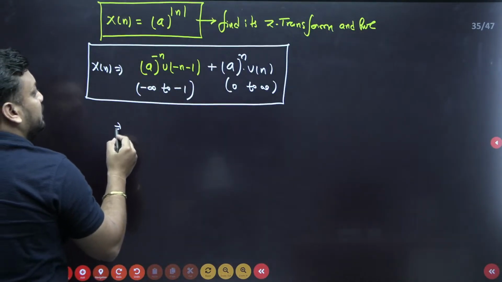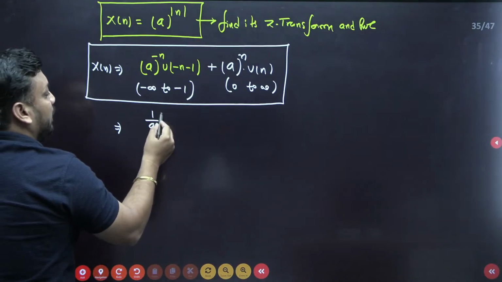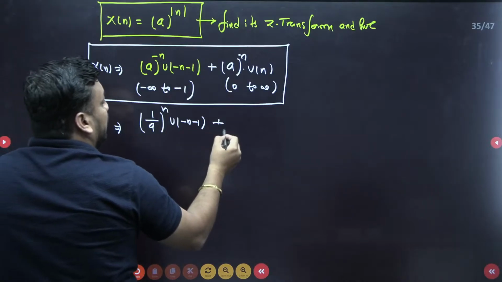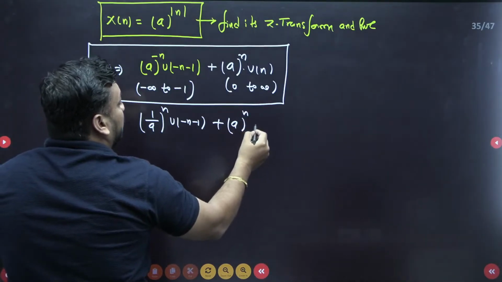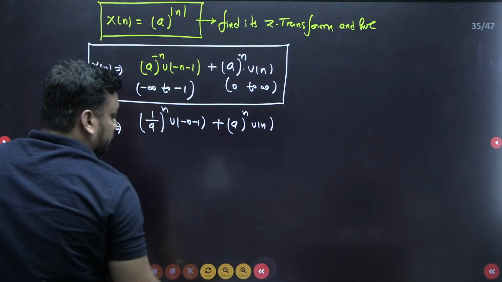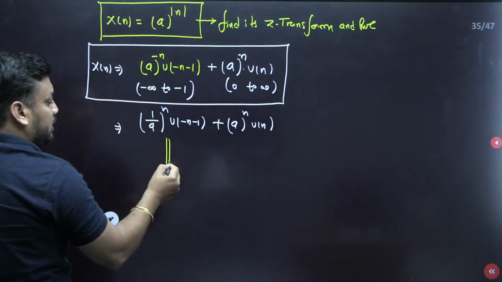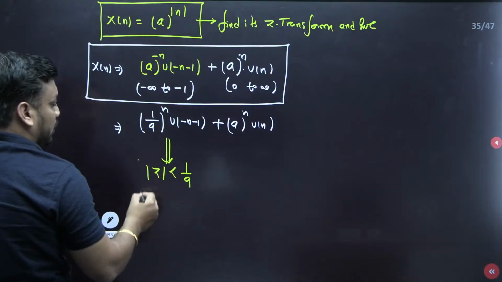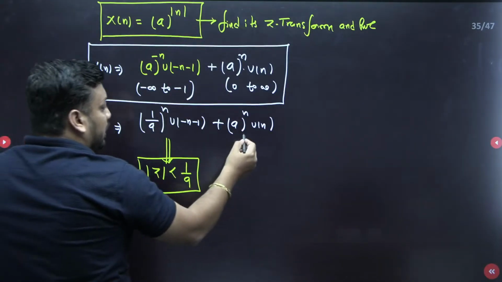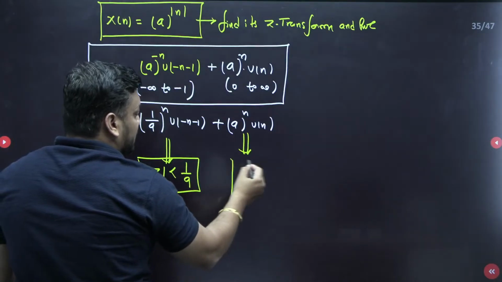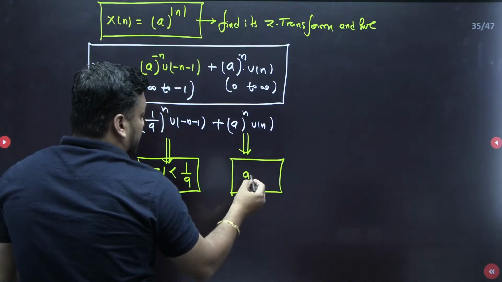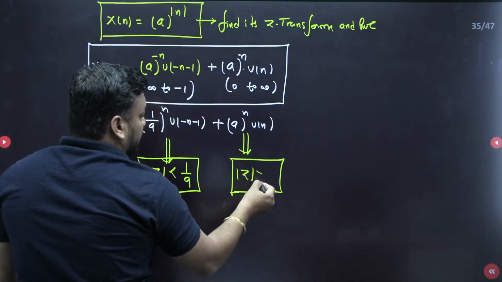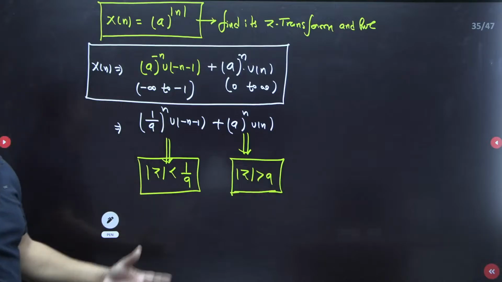So now in the next step, I write 1 by a to the power n into u of minus n minus 1, and plus a to the power n into u of n. Because of u of minus n minus 1, the ROC says mod of z is less than 1 by a, and because of a to the power n u of n, the ROC says that mod of z is greater than a.